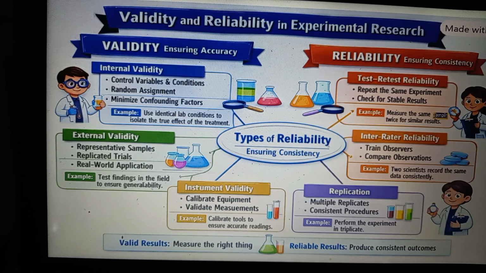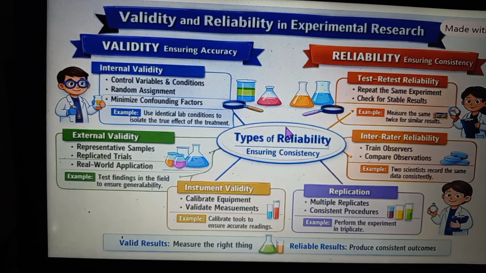Another one is the external validity. To increase the external validity of your experimental research study, it is better that you produce representative samples, do replicated trials, make real-world applications of your research, and try your research in diverse backgrounds. For example, test the findings in the field to ensure generalizability, so that you will see if there is consistency on the accuracy of the result.